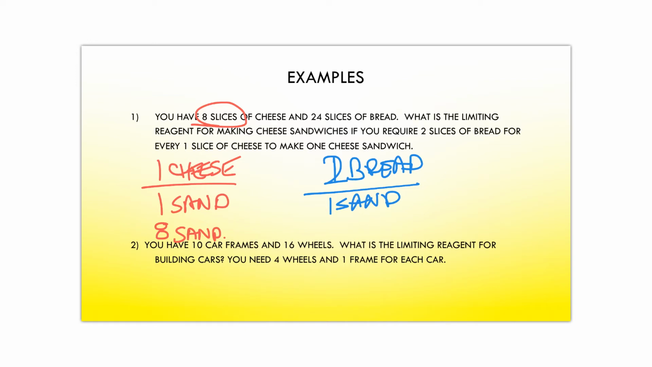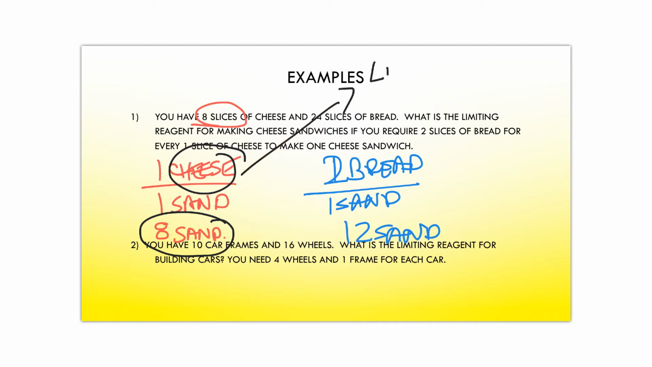I have 24 slices of bread though. Wow, that's a lot of bread. But I require 2 slices of bread for every sandwich. So for every 2 slices of bread, I'm going to need to make 1 sandwich. So I can only make 12 sandwiches now because 12 times 2 is 24, and I'm going to run out then of bread. So now which of these do I run out first? Well, you can see that I'm going to run out of my cheese first. So the cheese is my limiting reagent.